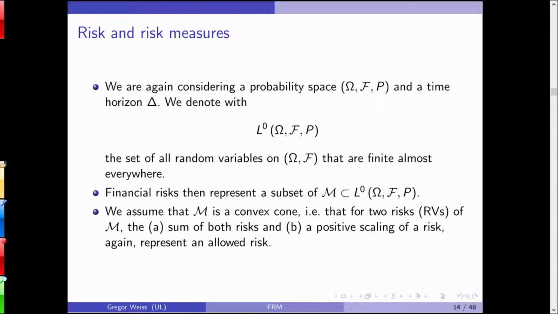Now we start by considering a probability space, a probability field, and a time horizon delta. And we are using the set of all random variables that are finite almost everywhere. I have to explain this probably. Who can, again, I'll try this, one of the math students who can explain to me and to the others what almost surely, almost everywhere means. In German, fast sicher, fast überall.